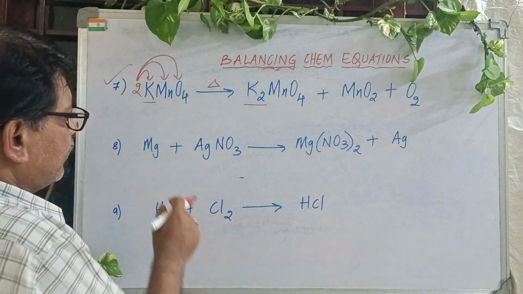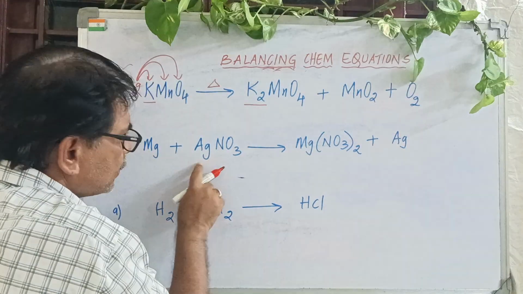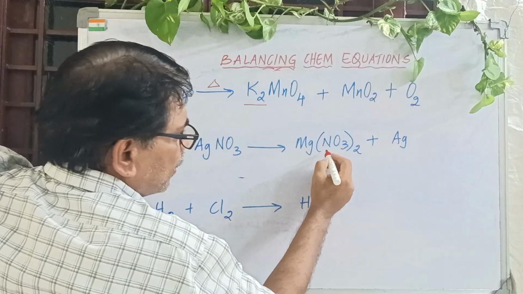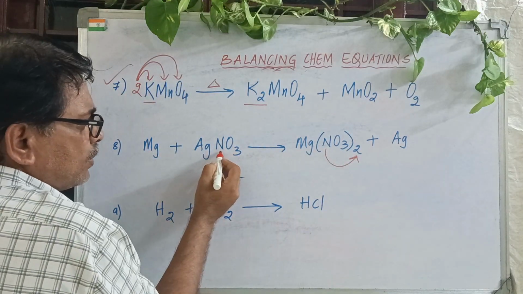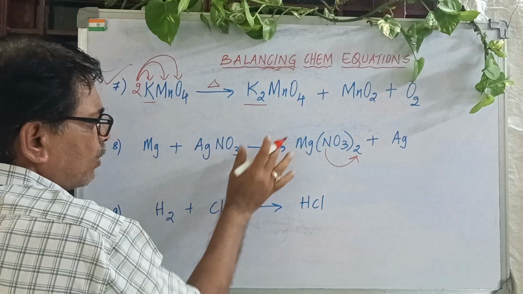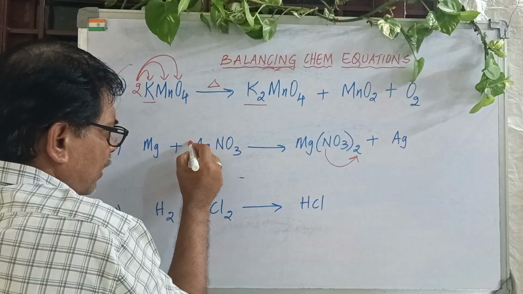Now come to this one, a little bit interesting one. Mg is how many here? Mg is 1. Ag is 1. But N is taken twice. N's are 2. Nothing else is taken twice here. So to make this N 2, you have to add a number 2.